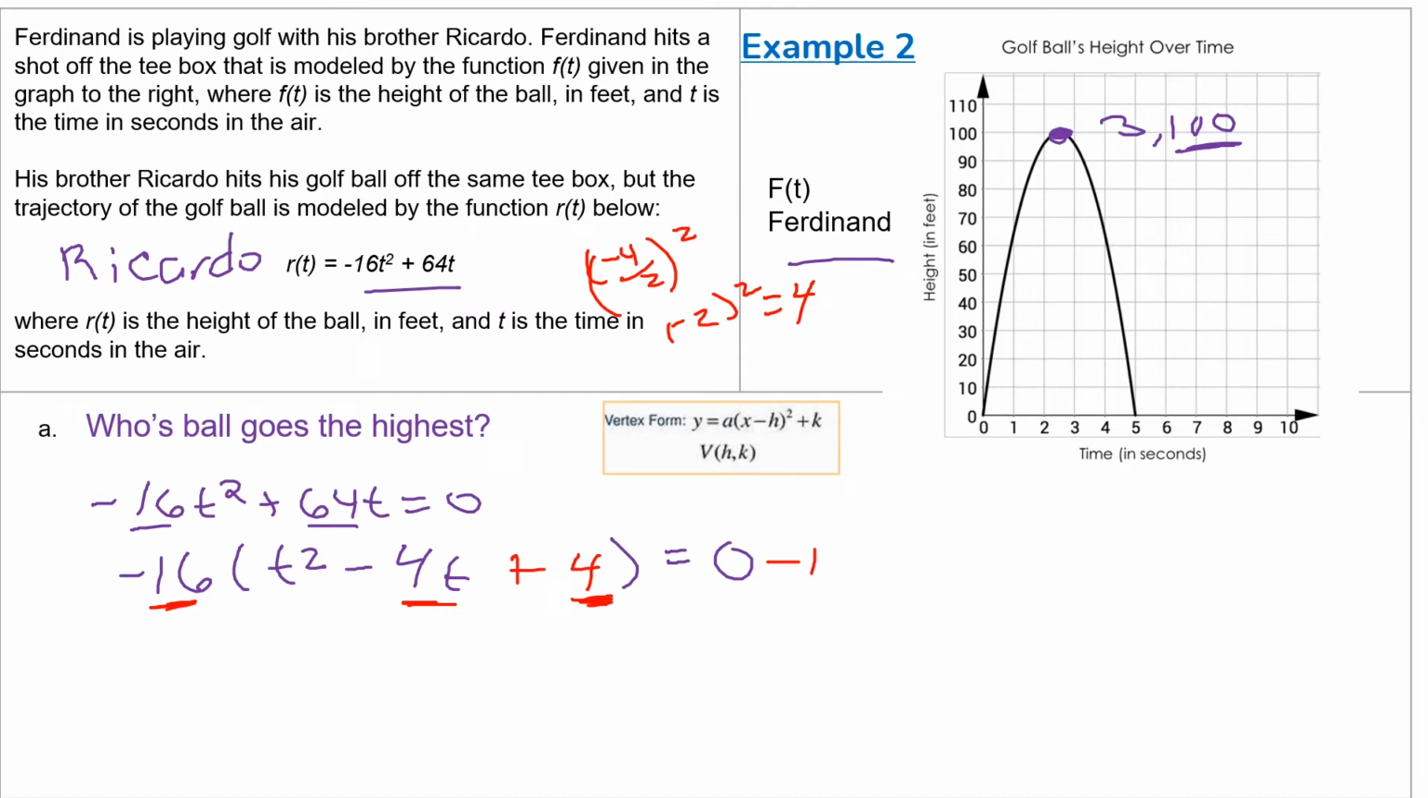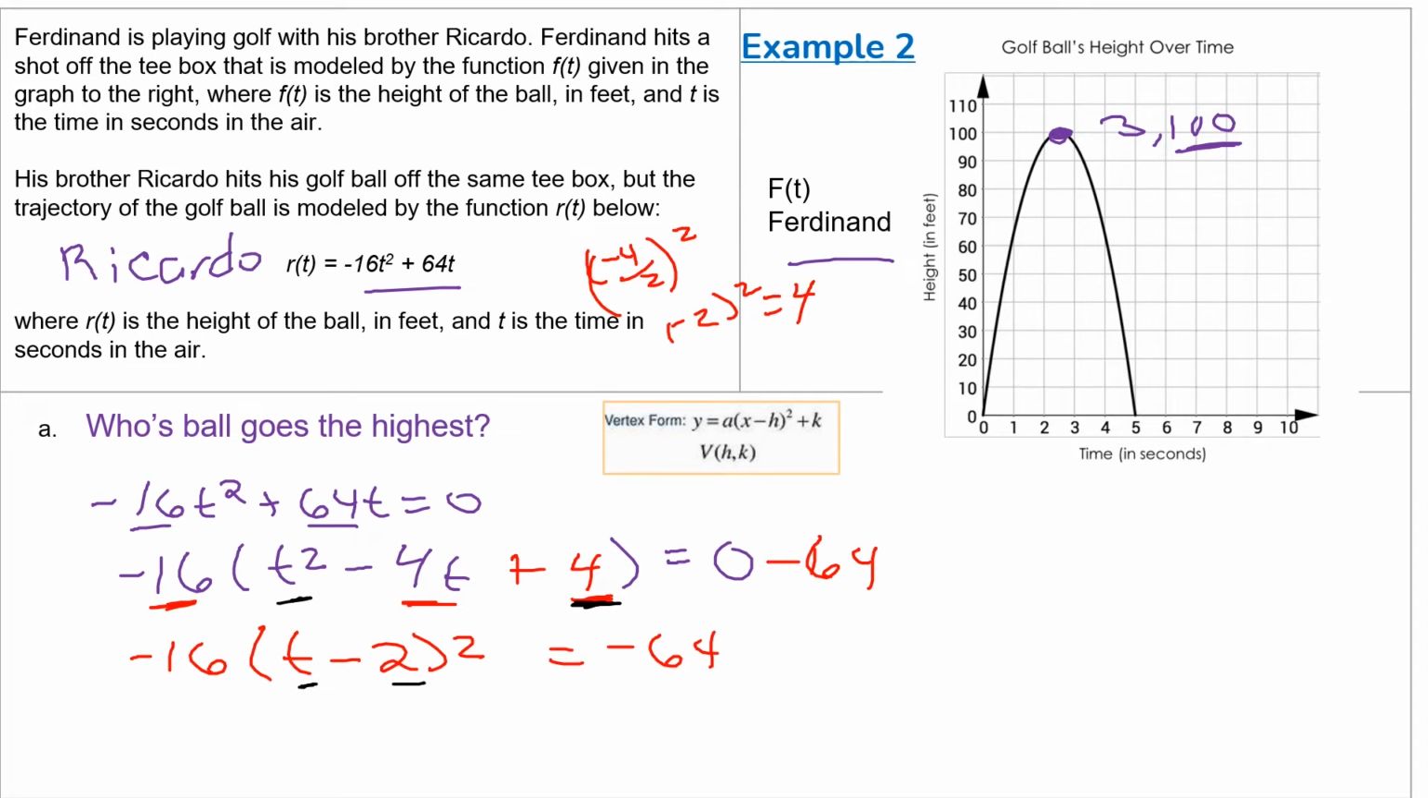So 4 times negative 16 is negative 64. And I'm going to continue to write this in vertex form by factoring. So that would be t minus 2 squared equals negative 64. I simply took the square root of the 4 and the square root of t squared. You would just take half the exponent.